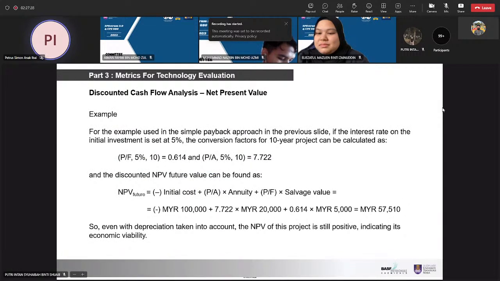Okay, taking it from the example just now, let's say the interest rate is set at 5%, and the conversion factor for 10 years can be calculated as shown. So even though we include the depreciation, the NPV of this project is still positive. That indicates it is economically viable again. Okay, next.